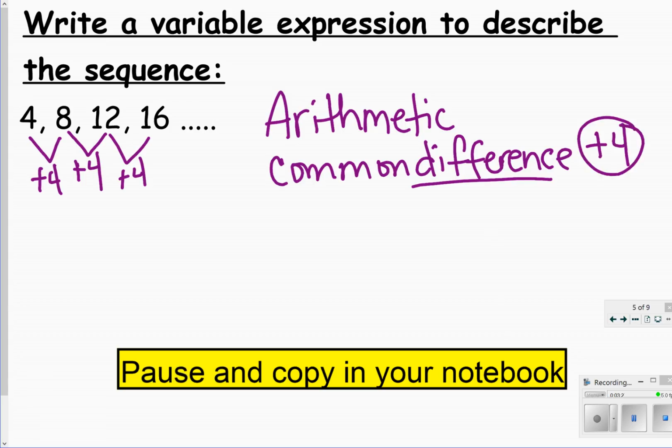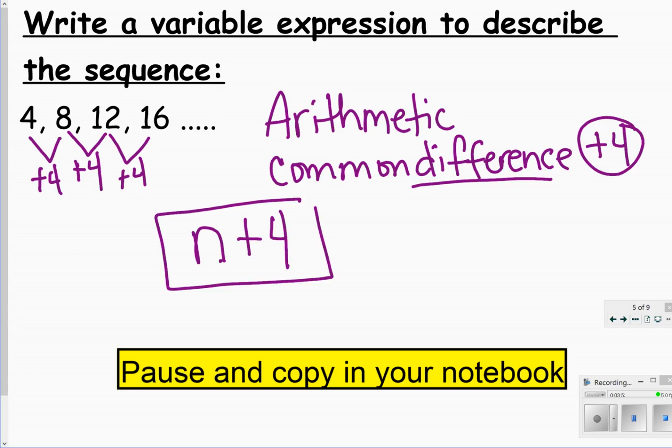All right, so if we were writing a variable expression, let's use n as the term. So if n is term number 1, what are we doing to each term? If n is our first term, what are we doing to it to get our next term? Well, we can see in our pattern we added 4. So n plus 4 is the variable expression for this specific arithmetic sequence. Make sure you have this information copied into your math notebook.